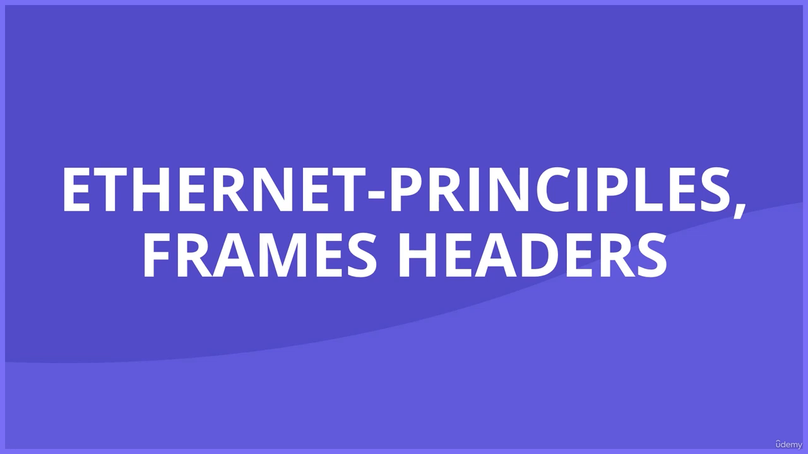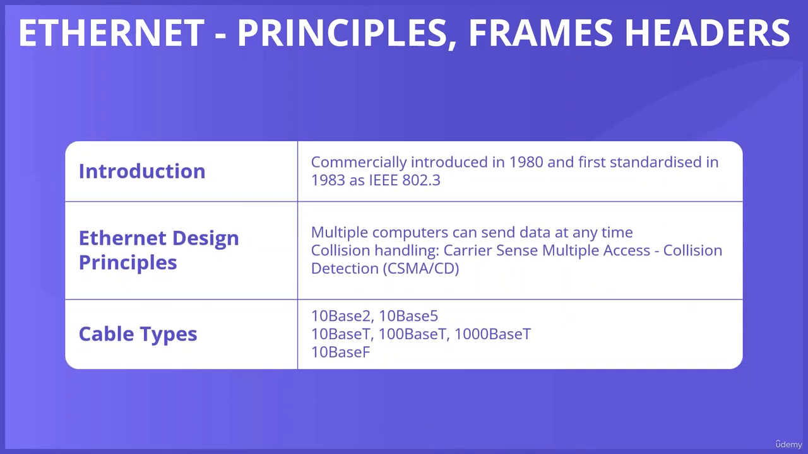So, Ethernet has been a relatively inexpensive, reasonably fast, and very popular LAN technology for several decades. It was commercially introduced in 1980 and first standardized in 1983 as IEEE 802.3, and has since been refined to support higher bit rates and longer link distances. Ethernet has since become the most popular and probably the most widely deployed network technology in the world.